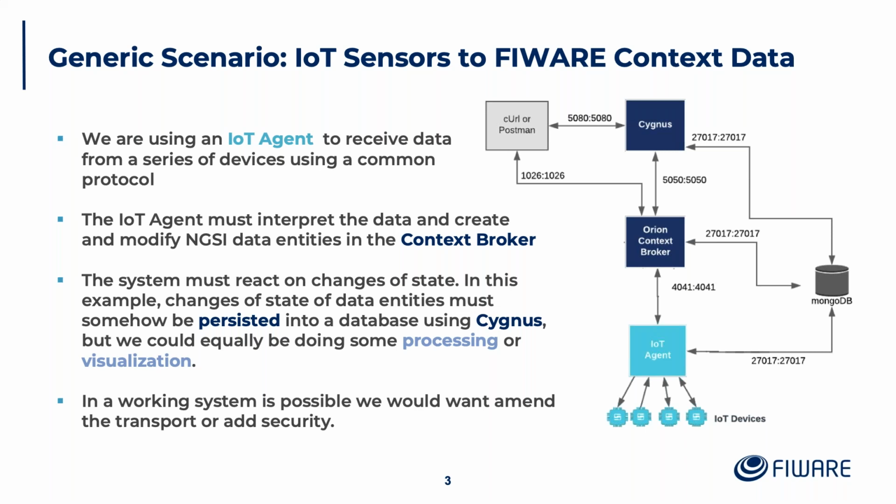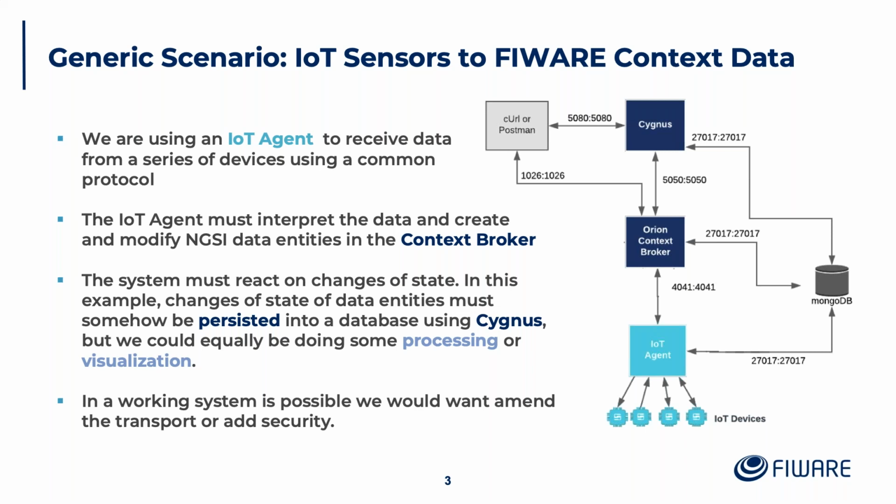And at some point, you've got to get your data out of the context data management layer, and therefore the system will need to react to changes in state somehow. In this particular example, it's going to be quite simple. We're just going to put some data into a database using Cygnus, but it could just equally be getting a dashboard going or doing some complex event processing or whatever, or it could be your own module which is listening in for a subscription. It doesn't really matter at all. It's just that we need to make sure that everything is flowing, in this case, from the bottom of the screen all the way up to the top.